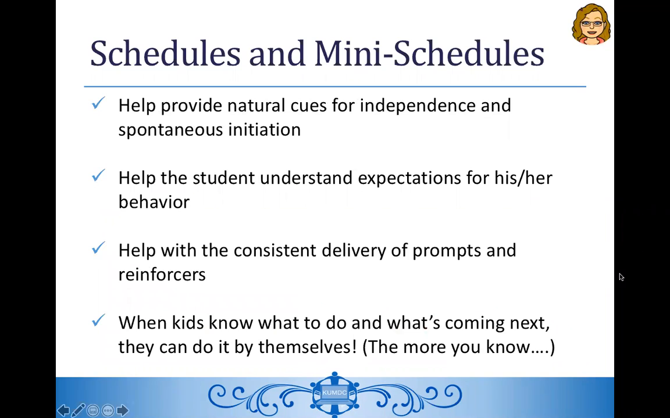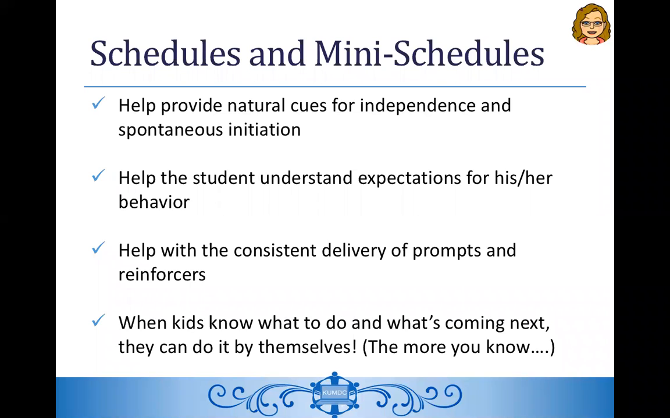So, schedules and mini schedules. These could be either picture-based, or they could have words, or a combination of both. You could even allow your students to help you create these. Again, that adds in that buy-in. And they help provide natural cues for independence and spontaneous initiation.